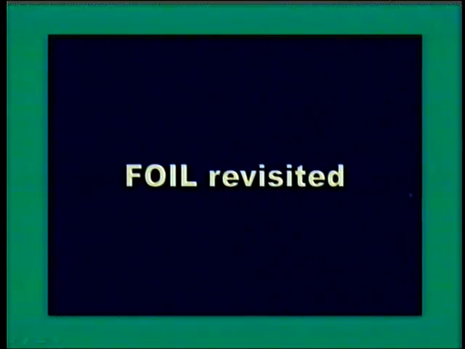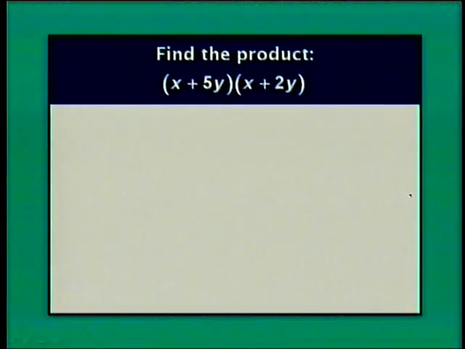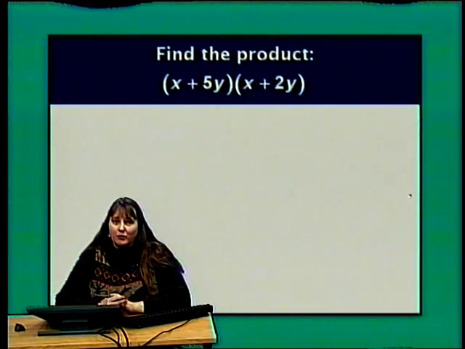So now I want to revisit FOIL. Remember, we can use FOIL when we're multiplying a binomial times a binomial. Here we have the binomial x plus 5y times the binomial x plus 2y.